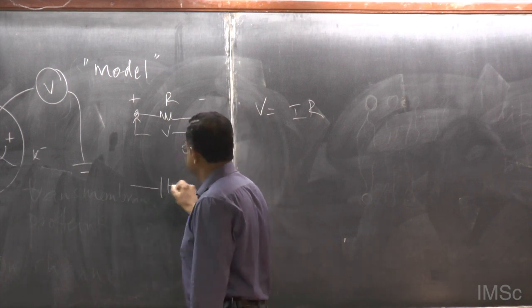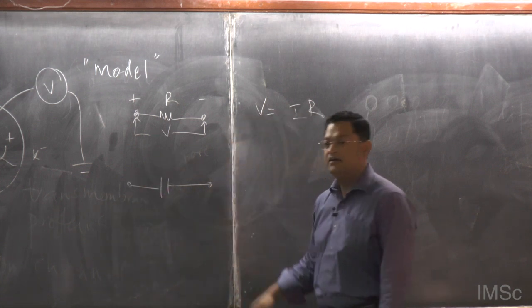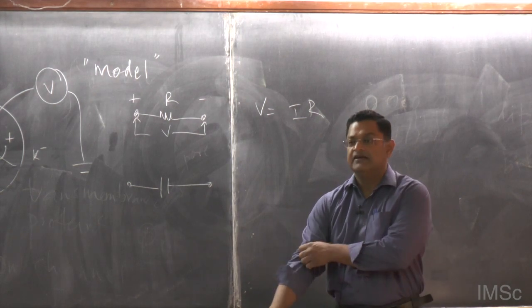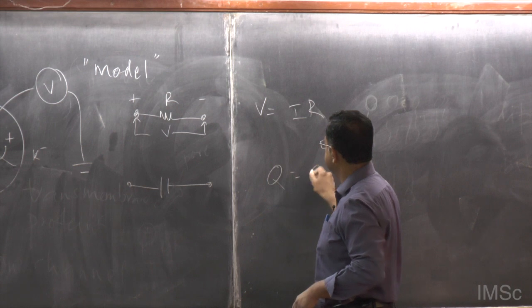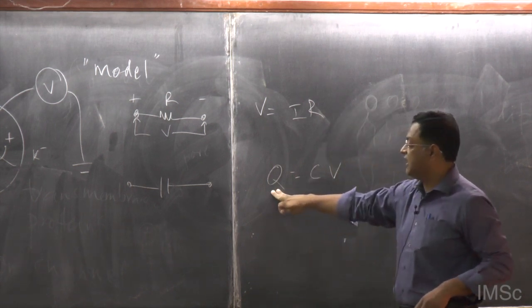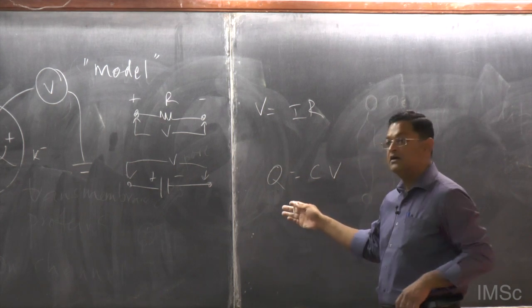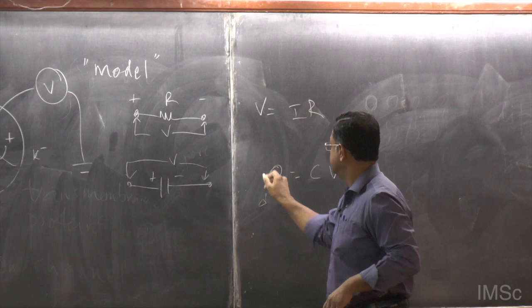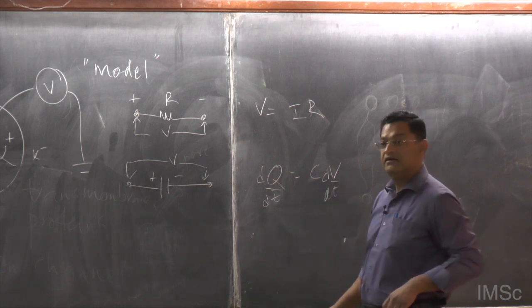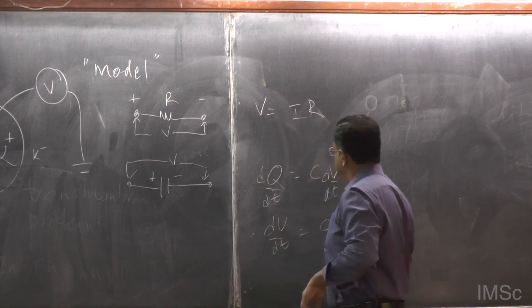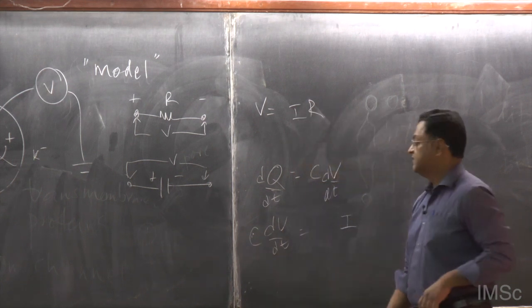If you had a capacitor, this is the symbol for a capacitor, and that's the symbol for a resistor. If you apply a battery across it, does anybody remember the equation for a capacitor? Q is equal to CV. So you're saying the charge on the capacitor is proportional to the voltage you apply across it? That's correct. If you differentiate this, you get dQ/dt equals C dV/dt. So C dV/dt is I, since dQ/dt is I.